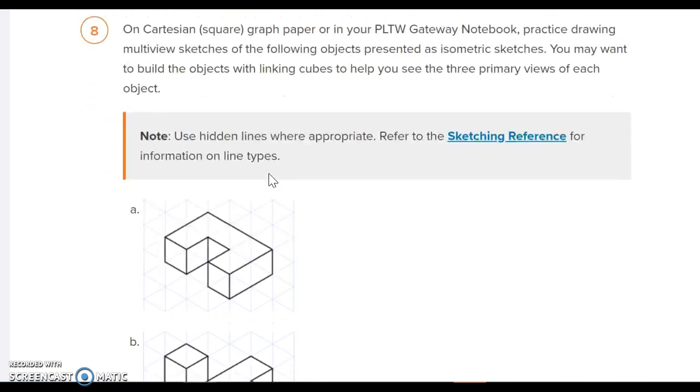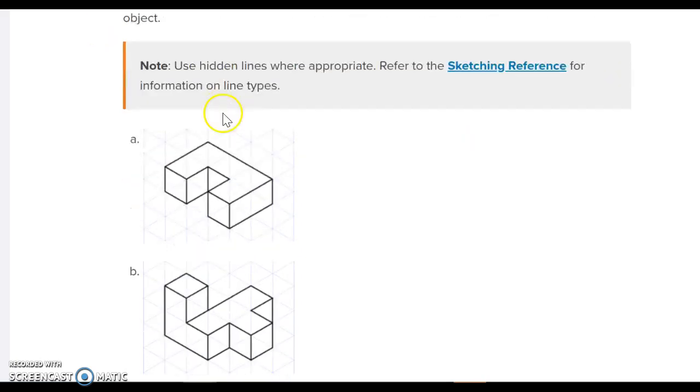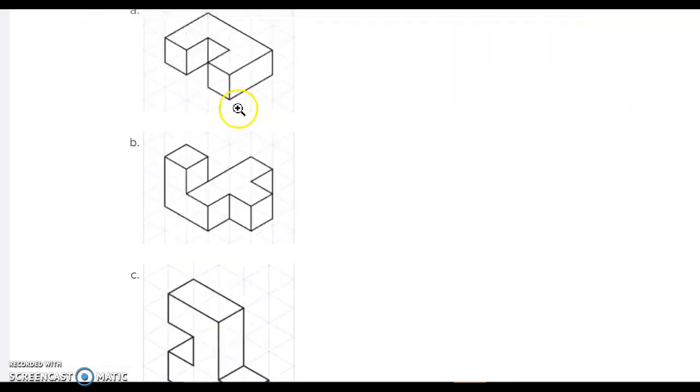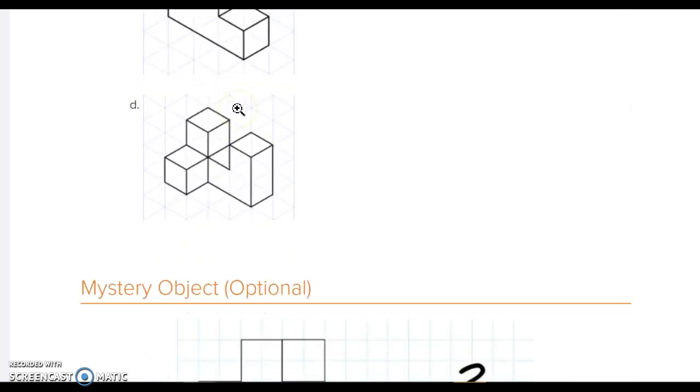On Cartesian square graph paper or in your Project Lead the Way notebook, practice drawing multi-view sketches of the following objects presented as isometric sketches. You may want to build the objects with Lincoln cubes to help you see the 3 primary views of each object. And we can use the sketching reference for information on the types of lines.